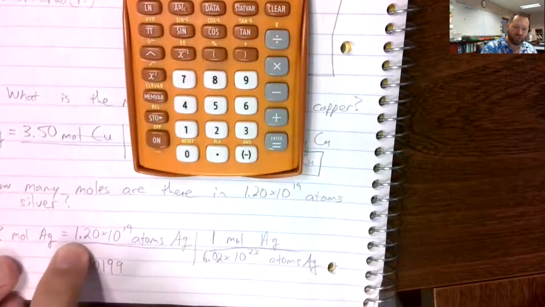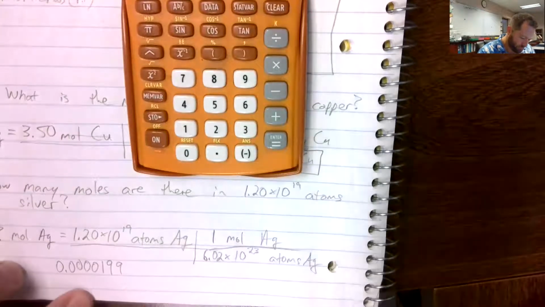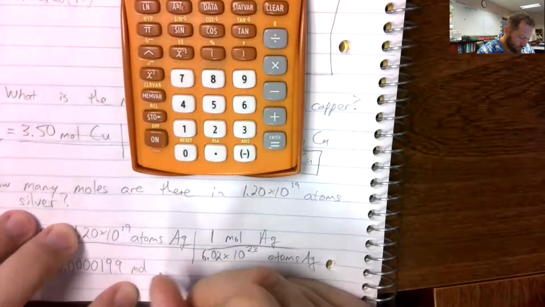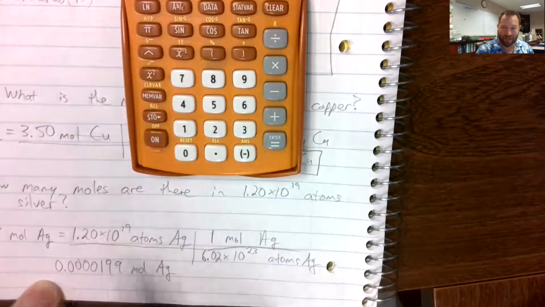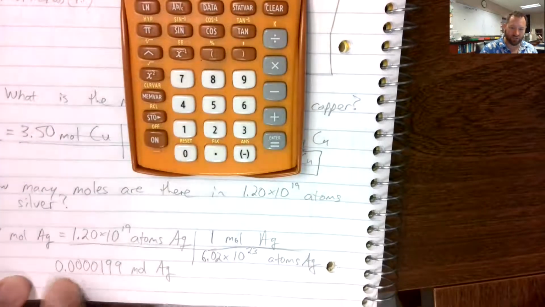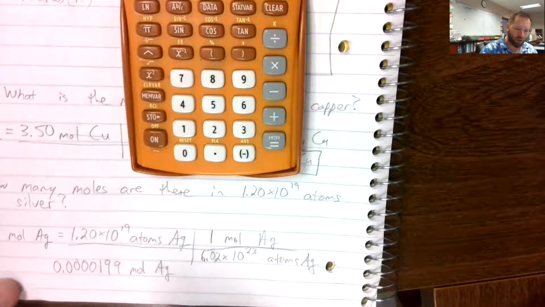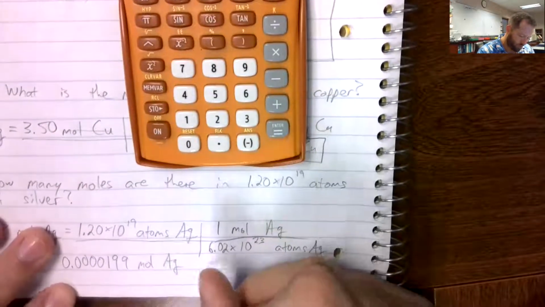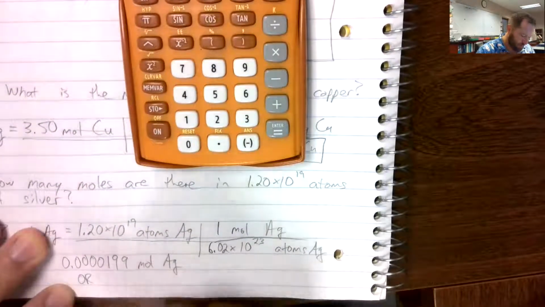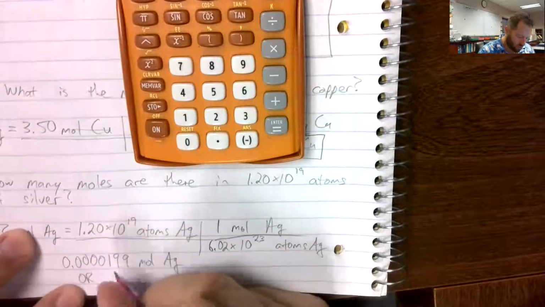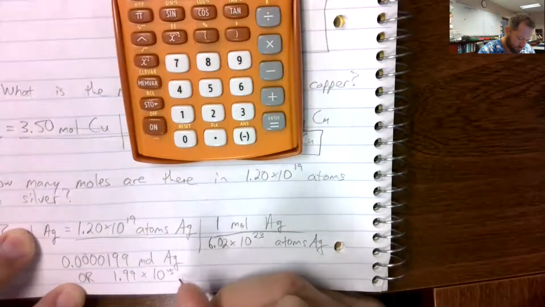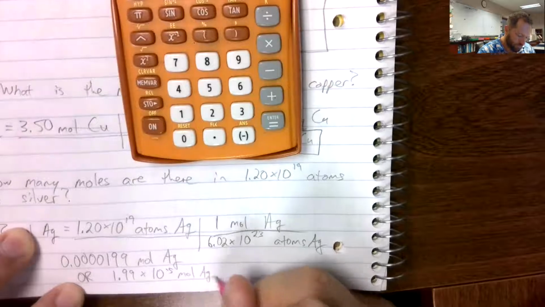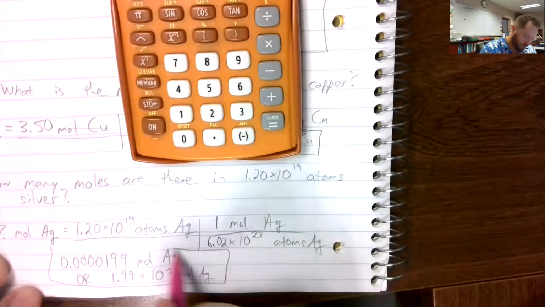So 3 significant digits again, 3 significant digits here. That's a lot of atoms, but it's still just a very small fraction of a mole. You can write this either way. There's your standard notation, or you're more than welcome to make it scientific notation. Either way, perfectly acceptable.